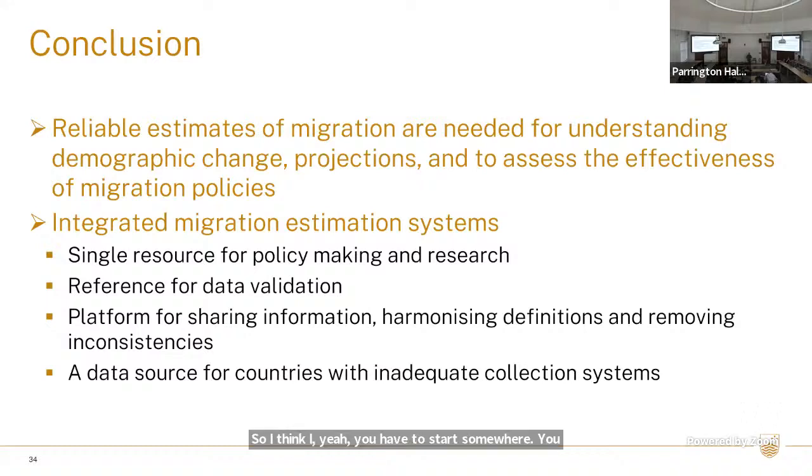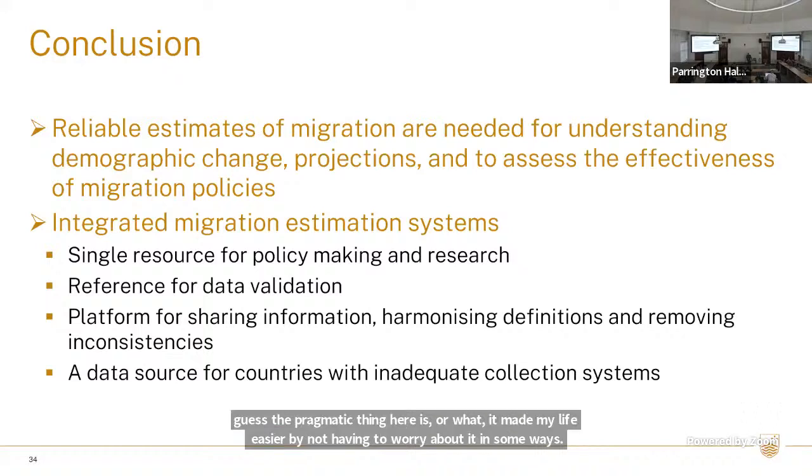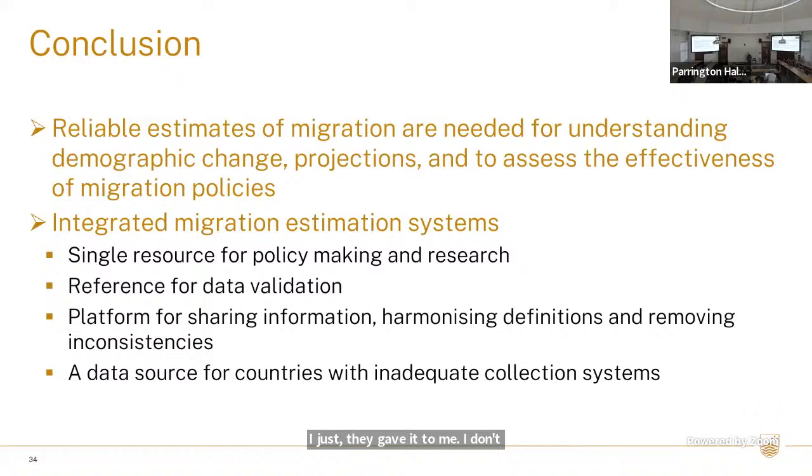But I have this goal in the end: at the end of the day, what we really want is these big origin-destination tables that are now coming out. I mean, you've worked on that. That's what we really need to understand migration, not net or even immigration, emigration. But the pragmatic thing here is that it made my life easier not having to worry about it in some ways. They gave it to me. I don't have to say, do I believe it or not? I just say, okay, that's what it is.